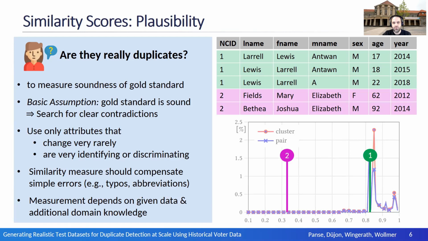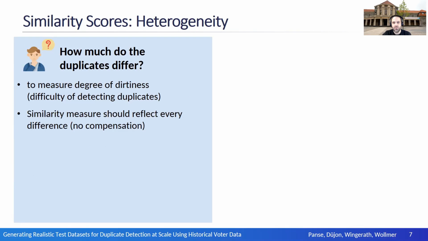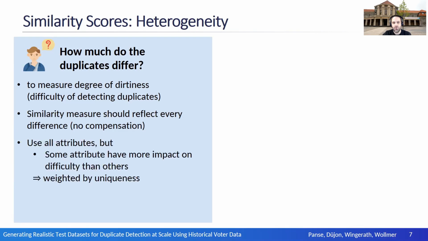Here you can see the corresponding plausibility scores of the 2 clusters, and as we expected, the score of the second cluster is much lower than that of the first. The second similarity that we computed represents a kind of dirtiness and should be used to quantify the difficulty of detecting duplicates within the dataset. Here we used every attribute and used a measure that reflects any kind of difference between the duplicate records. However, some attributes have a larger impact on the difficulty than others, therefore we weighted them by their uniqueness.